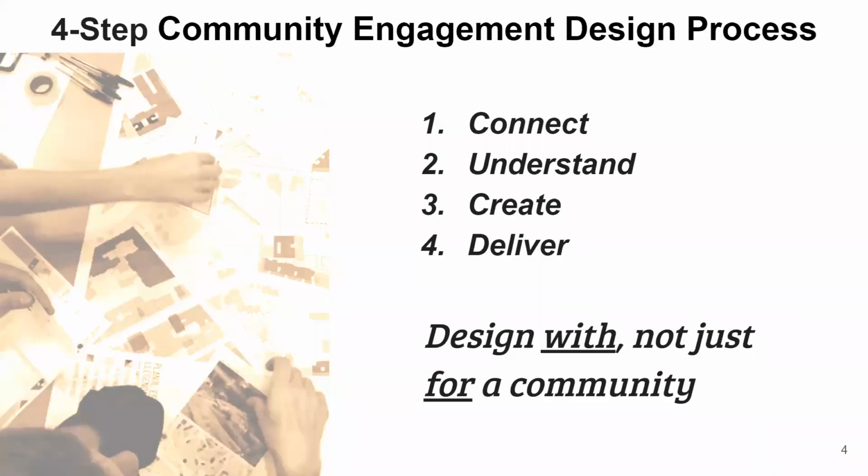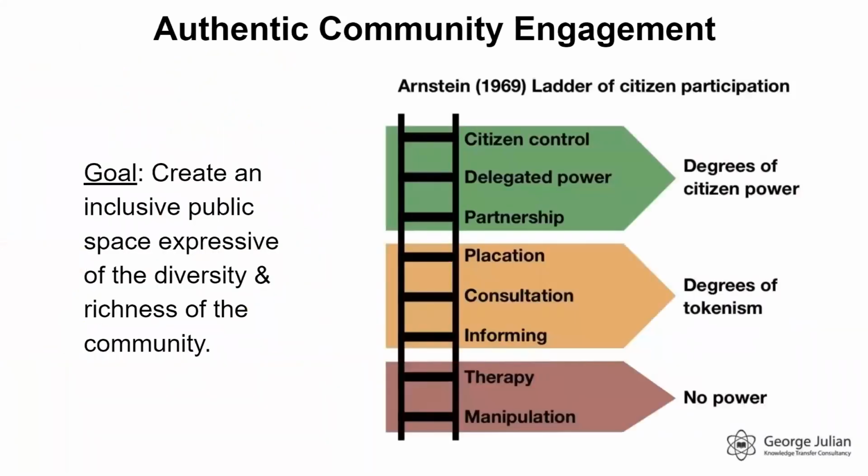We also engage in a 4-step community engagement design process. The first step being to connect, the second step being to understand, third to create, and fourth to deliver. And the purpose of this 4-step community engagement design process is so that you're designing with and not just for a community. This is really derived from Arnstein's ladder of citizen participation.